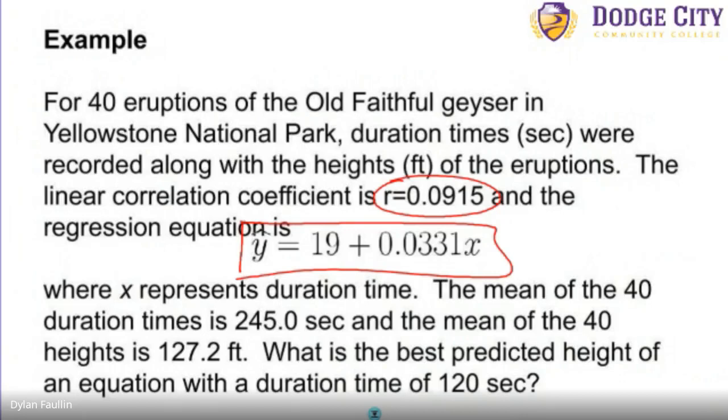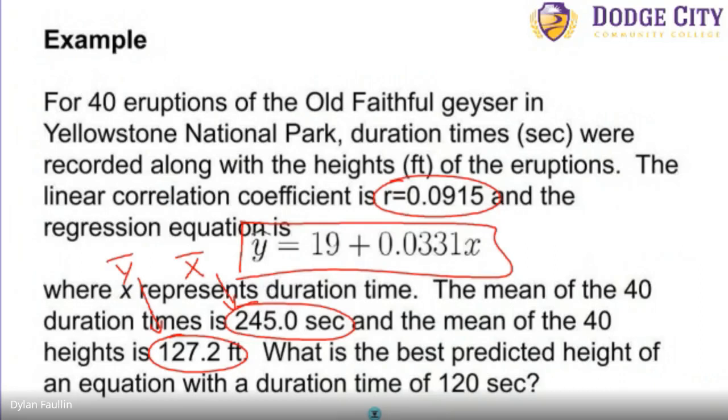The mean of the 40 duration times is 245 seconds. Remember, x is duration time, so this is the mean for x. This is x bar here, 245 seconds. And the mean of the 40 heights is 127.2 feet. That's for the y variable. So the mean of the y's is 127.2 from the sample.